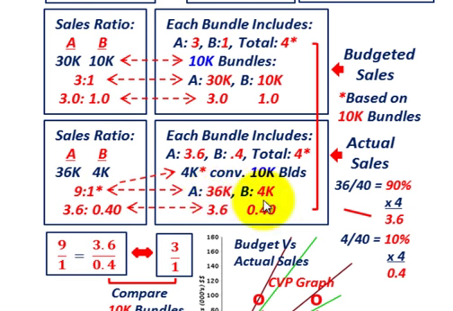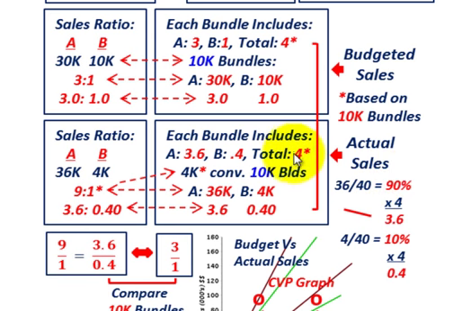So the conversion would be simple. Of A, we know that we've sold 36,000 of A, total sales of 40,000. So the ratio is going to give us 90%. So A represents 90% of our total quantity in our sales.